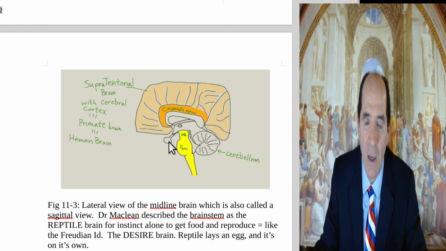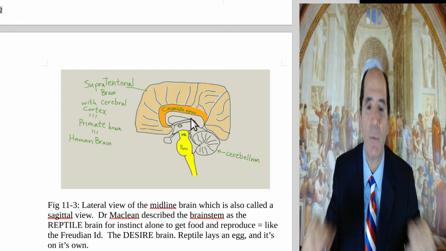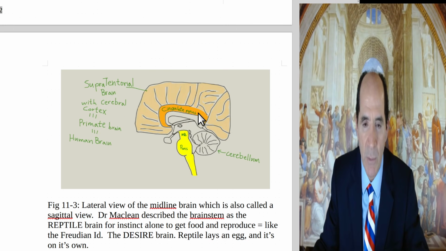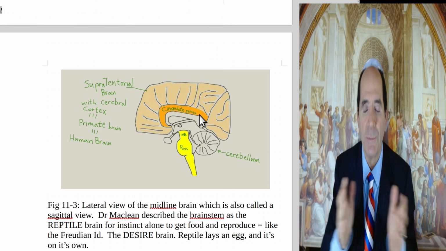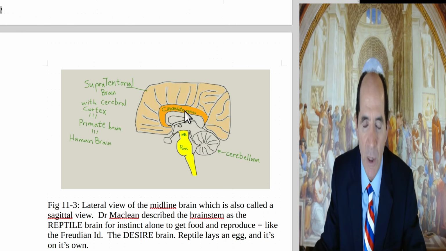There's nothing else. Okay, right above the corpus callosum, which connects side to side the brain, is a cingulate gyrus, which is a really important part of the so-called limbic. Limbic means medial edge. So the limbic system is also called the mammal brain.